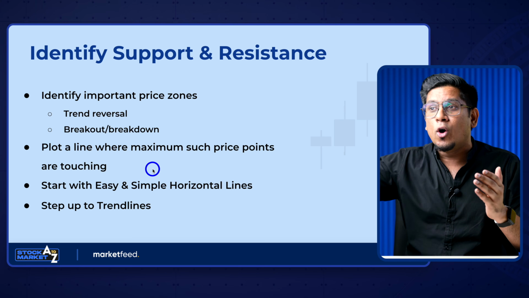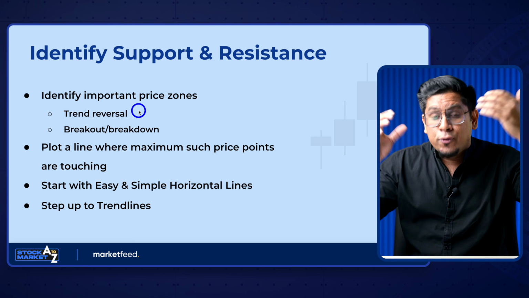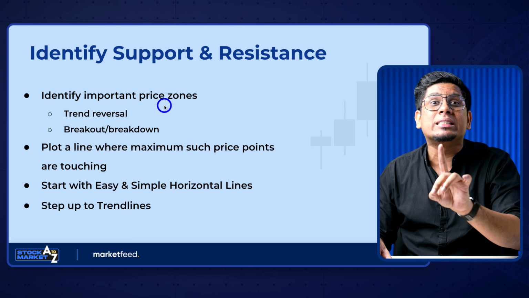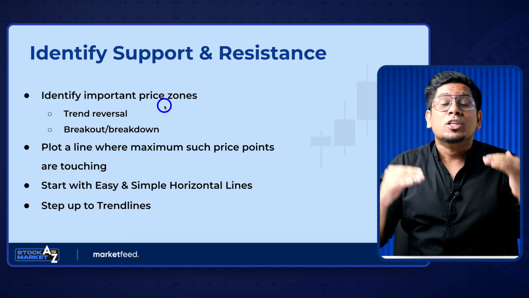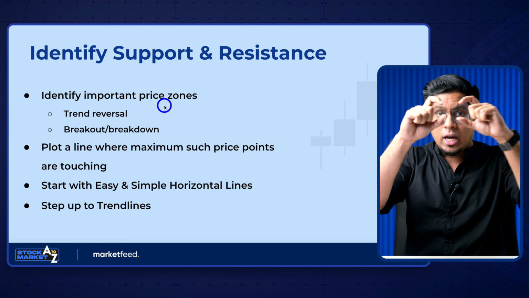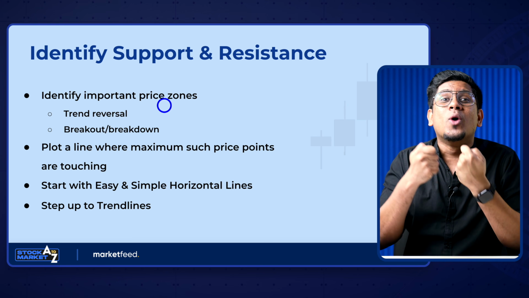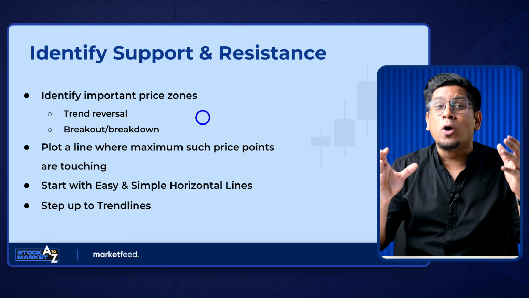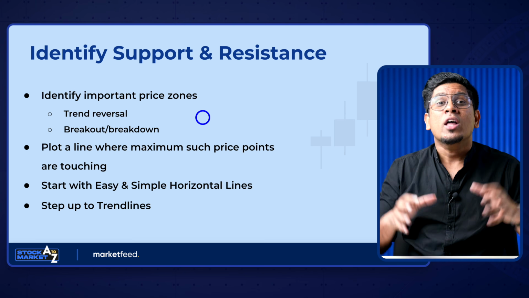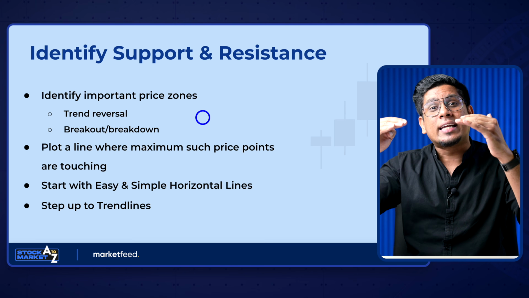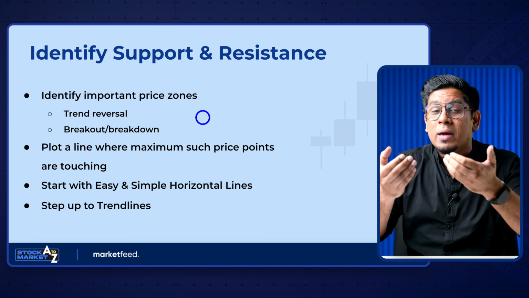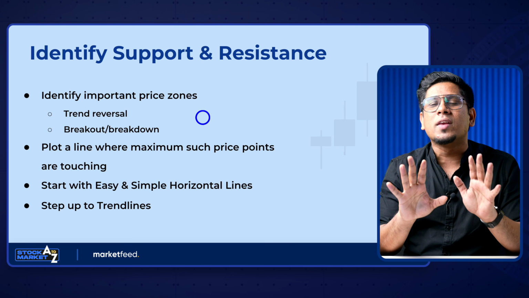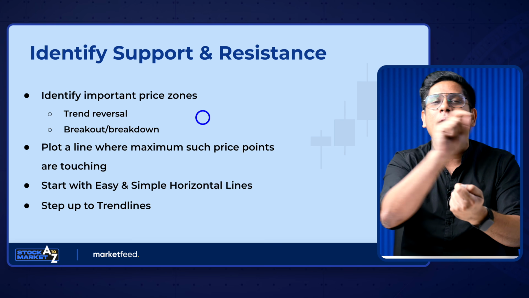Maybe 2, 3, 4, 5 times at the same level. If you feel that level is an important price level, then draw a line there. So the maximum number of points which are coinciding, the better your level is. I'd say at least look for a minimum of 2 or 3 occurrences. That is, the stock has shown similar behavior at a price level at least 2 or 3 times. That is when you'll connect them and draw a line.